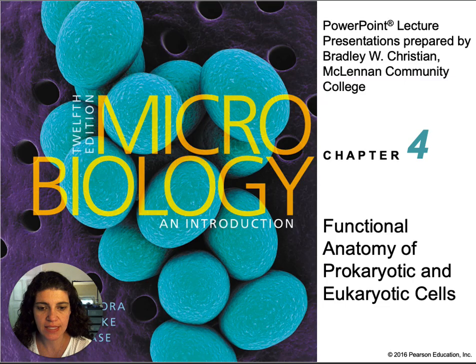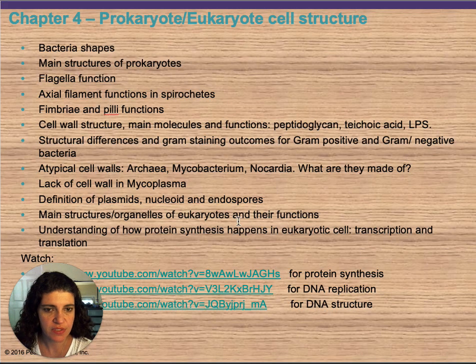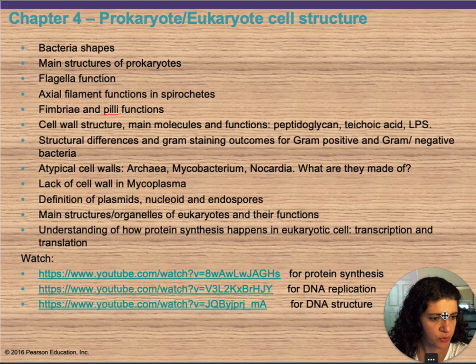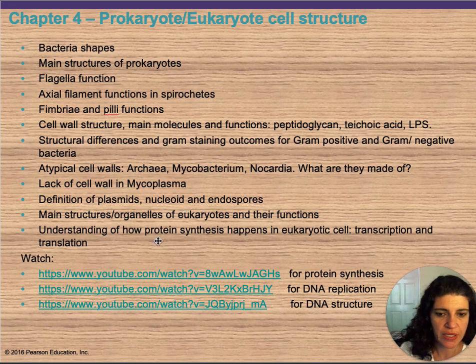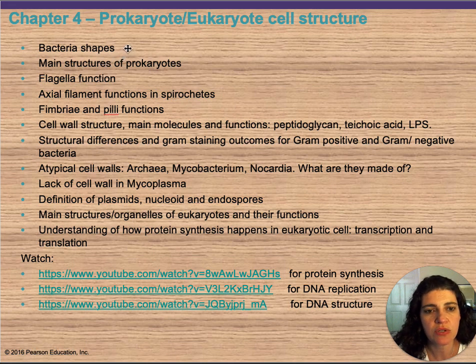So let's start as usual with our learning objectives. I'm going to move my video here so we're not blocking anything. For this chapter, you're going to need to know the different bacterial shapes, structures of prokaryotes, including flagella, axial filament, fimbriae, pili, what the cell wall is, how you stain the cell wall, which are atypical cell walls, the lack of a cell wall in mycoplasma, which is a genus of bacterium, and what a plasmid, nucleoid and endospore are.